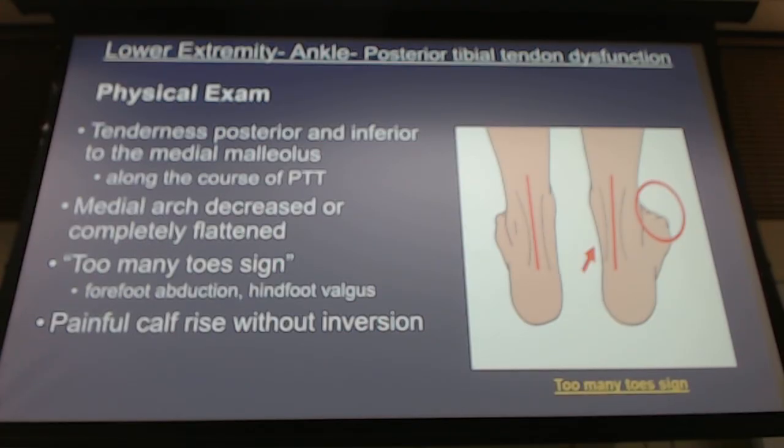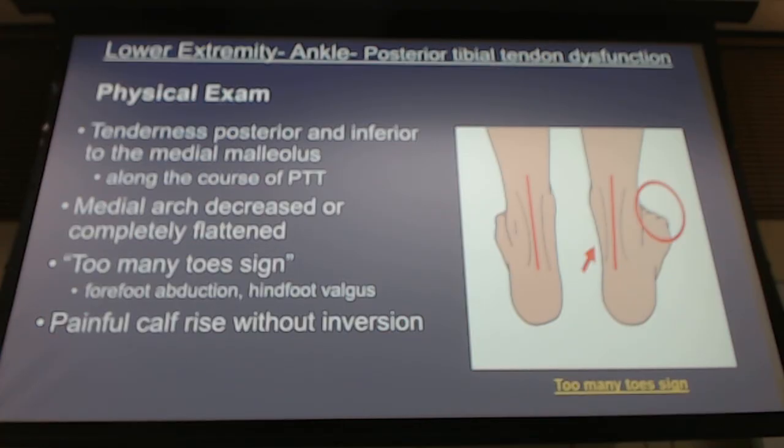In a patient with posterior tib dysfunction, right, you will see upwards of 3 or 4 of the lesser toes on the lateral side, right? Versus a normal foot where you may or may not even see the small toe or the fifth metatarsal. Okay. So, to understand what the too many toes sign is, it's just you have too many toes on the outside of the foot when you look at the foot from behind.